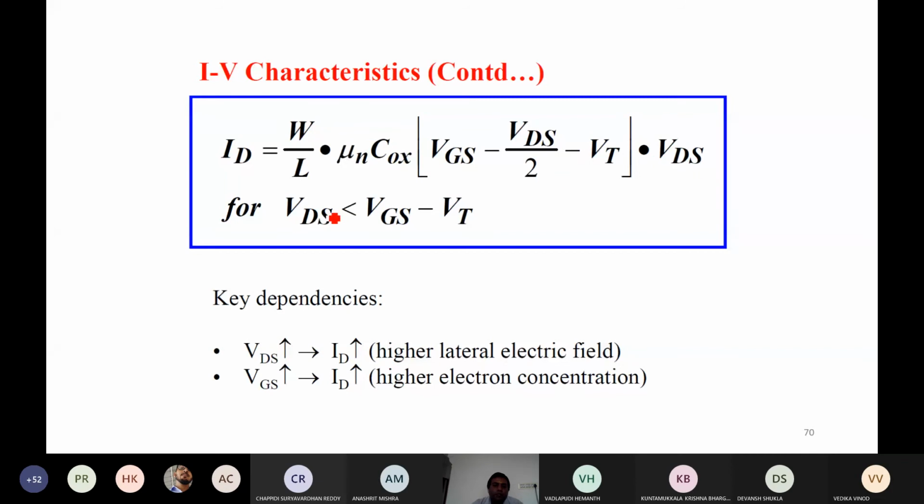So this is the condition when VDS is less than VGS minus Vt. When VDS is less than VGS minus Vt, then we are getting this current. And if you are increasing, what is the situation? If you are increasing VDS, ID is increasing. Also, if you are increasing VGS, ID is increasing. In this equation, we are clear that if you increase either VGS or VDS, ID is increasing. So this is the linear region of operation.